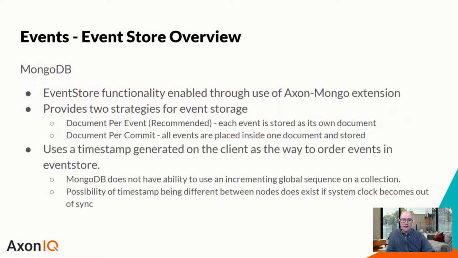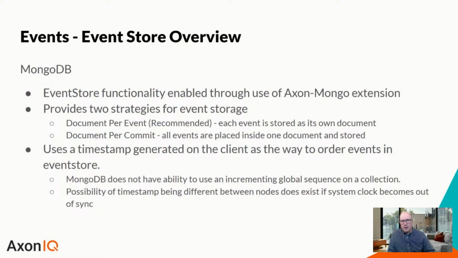MongoDB, again, is not built as an event store as its main purpose. This event store functionality is enabled through the use of the Axon Mongo extension. This extension provides two strategies for how we store the data: document per event, which is recommended because it probably produces data that is easiest to consume, troubleshoot, and look through, because each event gets its own document in the database. Or document per commit. This is where all events are placed inside of one document and stored at that time.